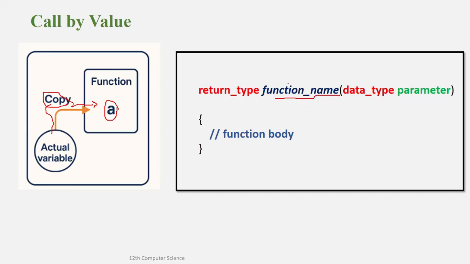So this is the function name, and this is its return type. The return type can be anything like void, integer, float, or character. Then, which parameter we are going to pass, its data type is also important. So this is the data type of the parameter, here we are passing the parameter, and this is the function body. We will discuss one example to understand call by value.